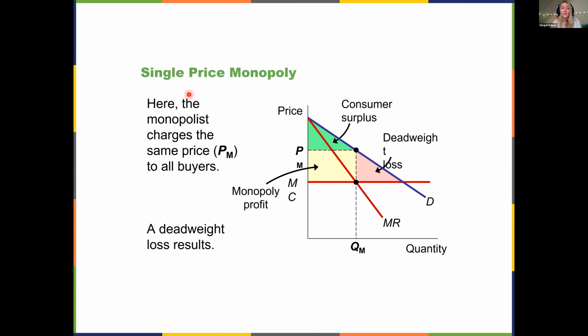So again, if the monopolist is only charging one price for everyone, there are some people that do benefit and get a consumer surplus. The monopolist benefits by making a profit by charging that higher price. But these people over here on the demand curve that could have bought this product under perfect competition can no longer even find the product to buy. There's not enough of the product being made.